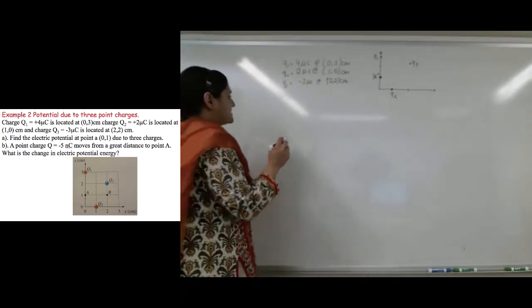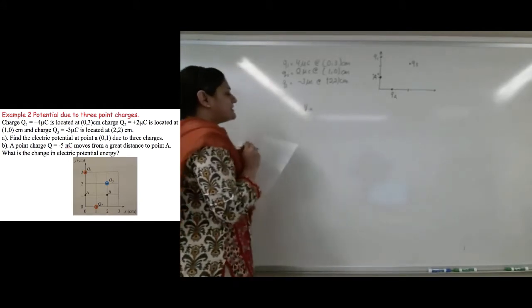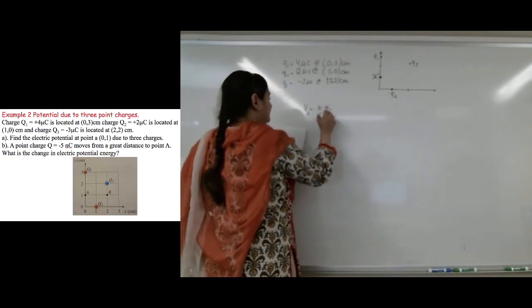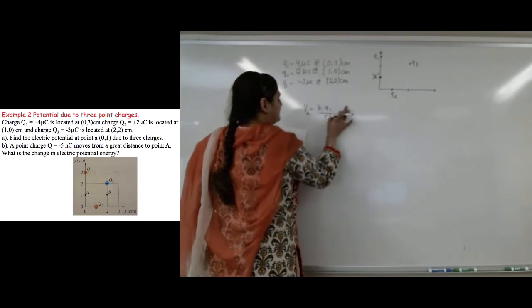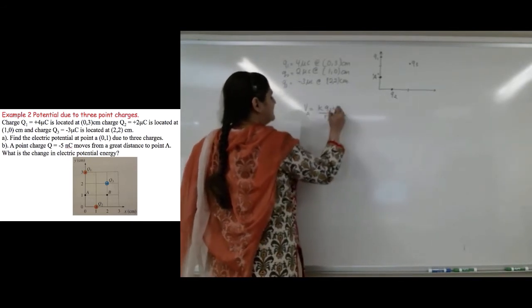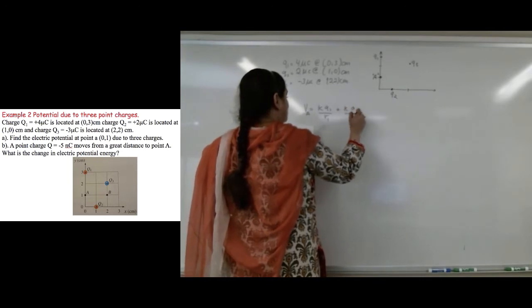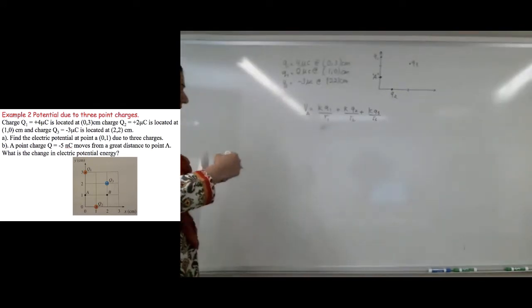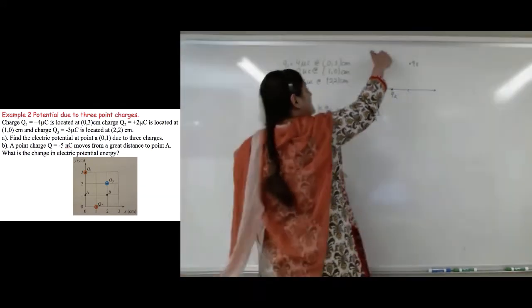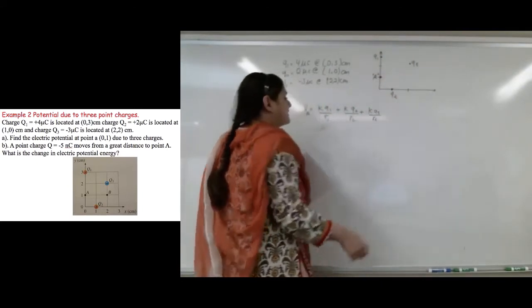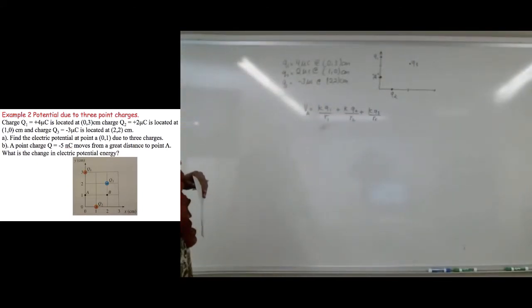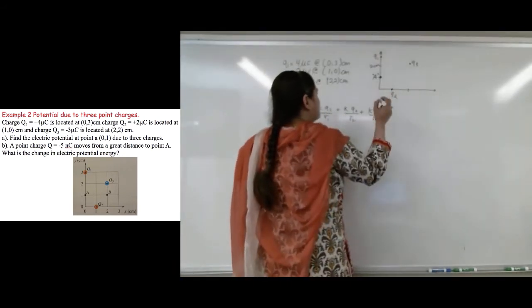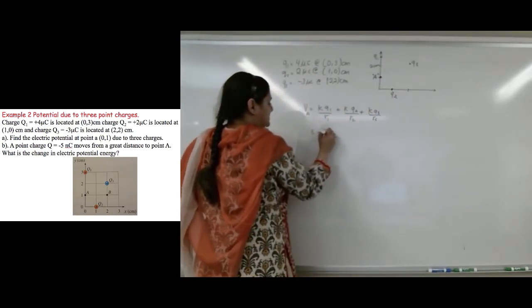We just talked about this. The total potential at point A will be given by the potentials for each charge: kQ1 over R1 plus kQ2 over R2 plus kQ3 over R3. We're just going to calculate the potentials from each one separately and then add them as if nothing else was present here. So what is R1? R1 is easy, that is just 2 centimeters.